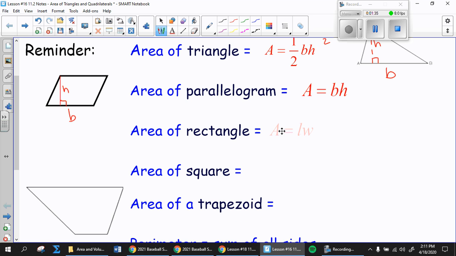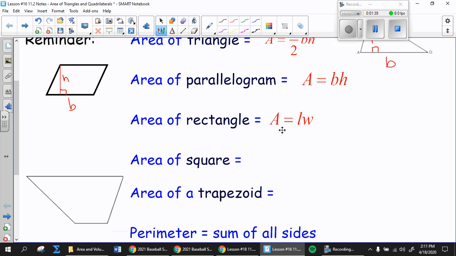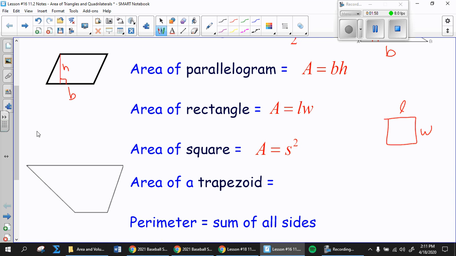Rectangle, simple, length times width, or if you want to call that base times height, same thing. Remember, a square is a rectangle, and so we could use length times width for a square. However, we know on a square that the length and the width are the same. And so what we say there is simply side squared. Length times width, which we know are the same, becomes side times side, which is the same thing as side squared.